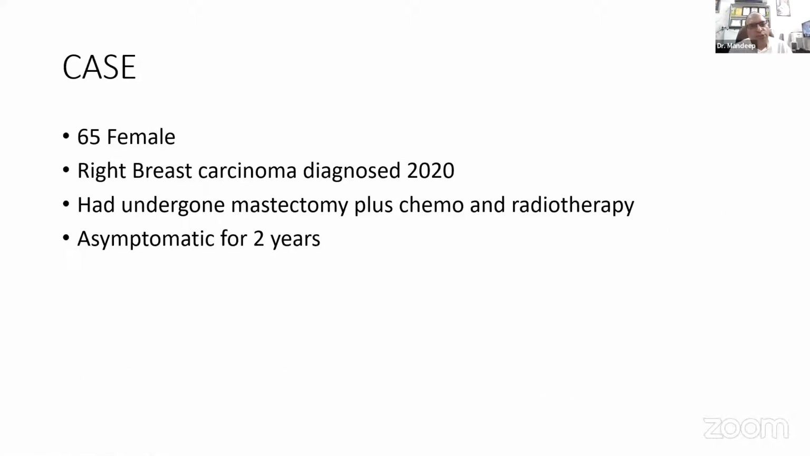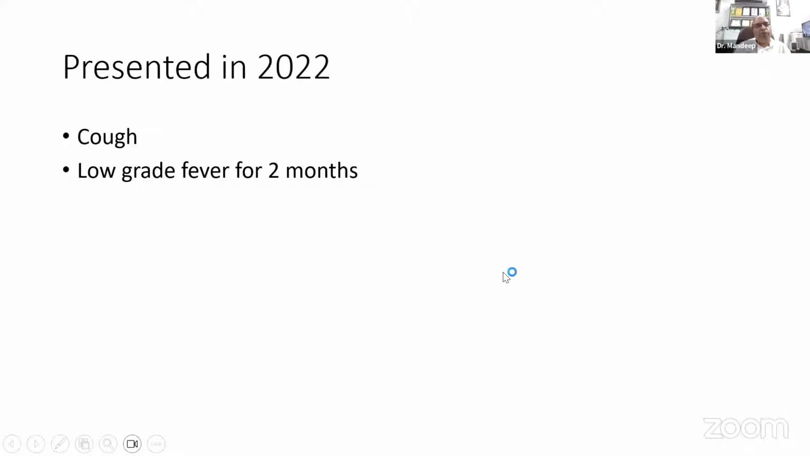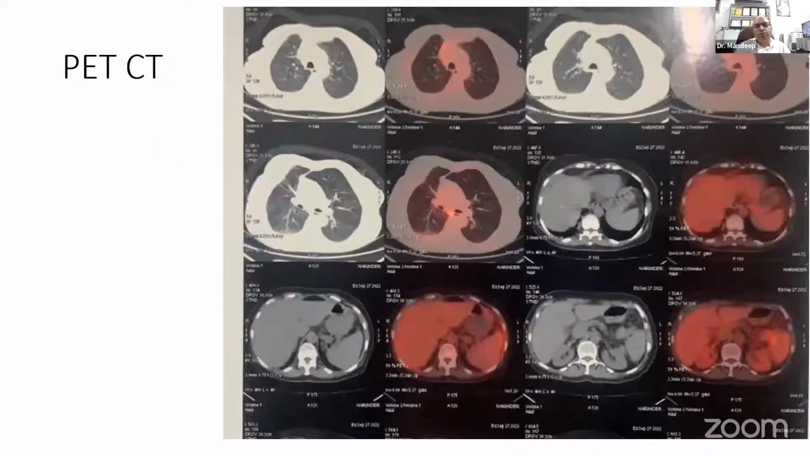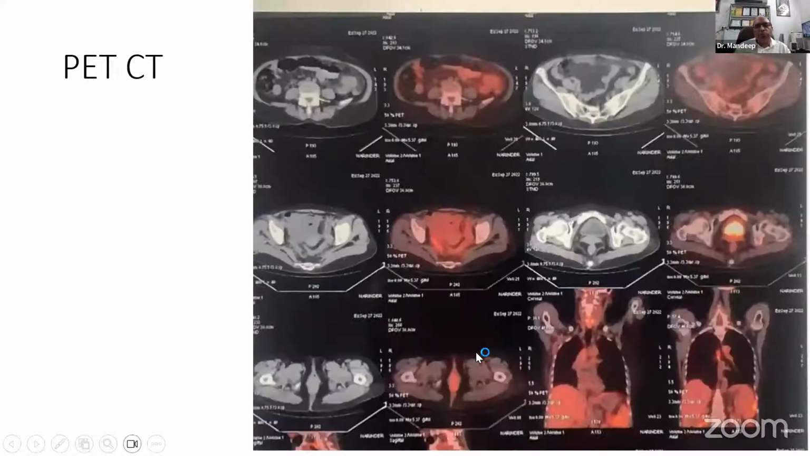So presenting two cases also recently seen. First case is that of a 65-year-old female. She had right breast carcinoma diagnosed in 2020, had undergone mastectomy plus chemo and radiotherapy, and was asymptomatic for 2 years. Now she presented with cough and low-grade fever for 2 months. So this was the PET CT showing us a PET-active subcarinal lymph node.